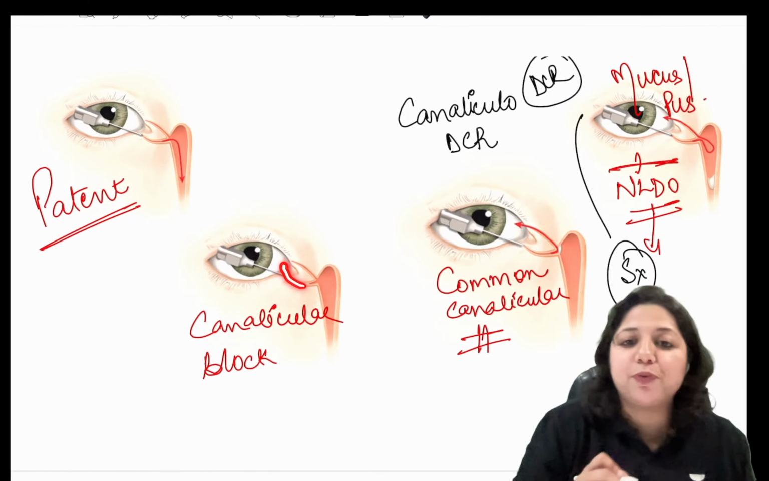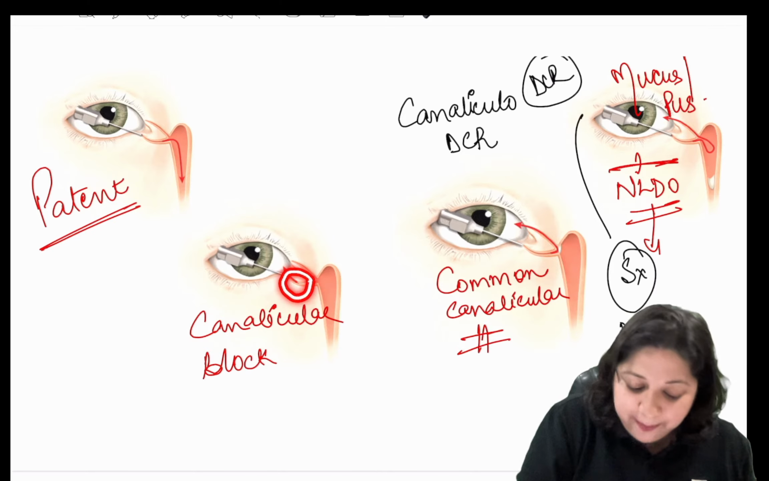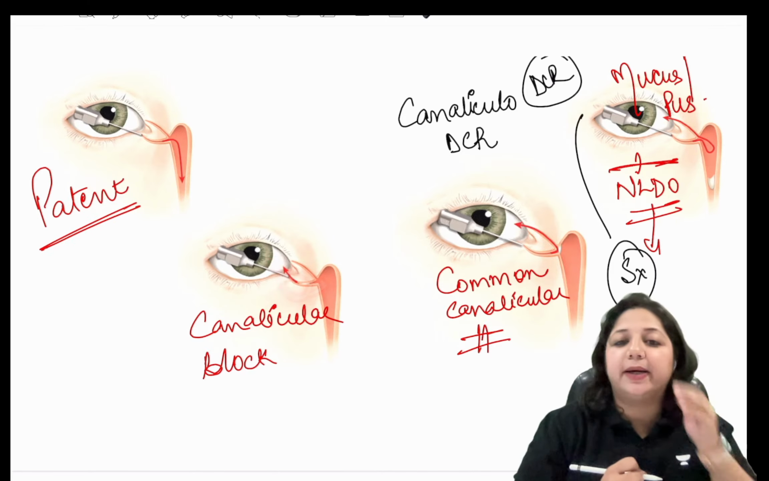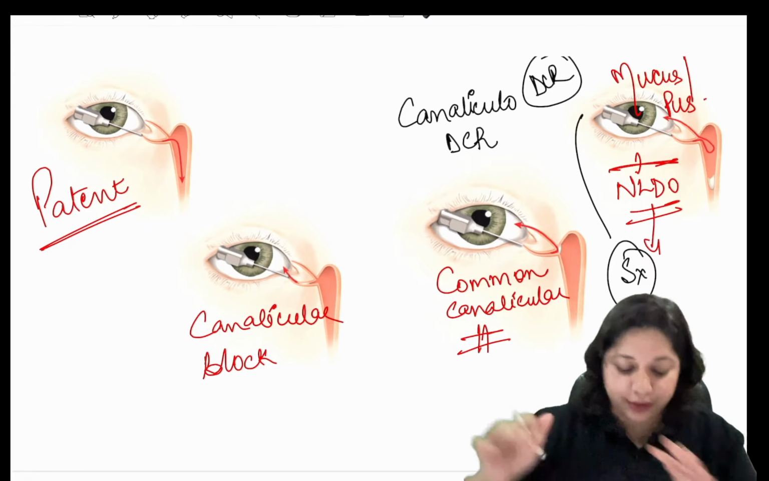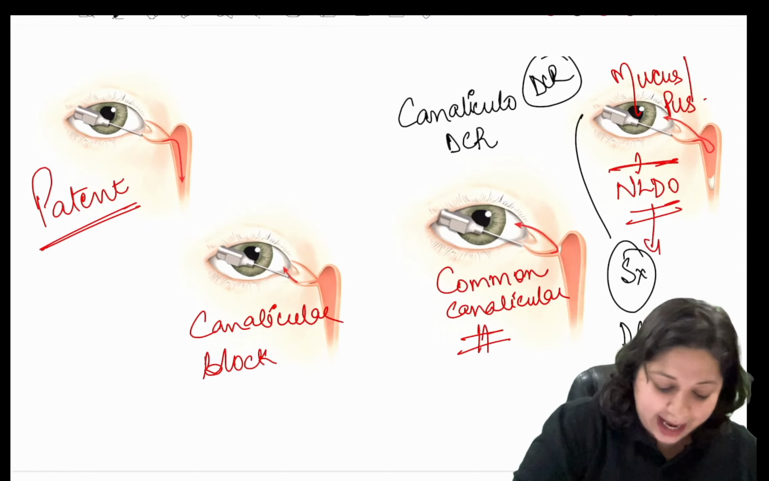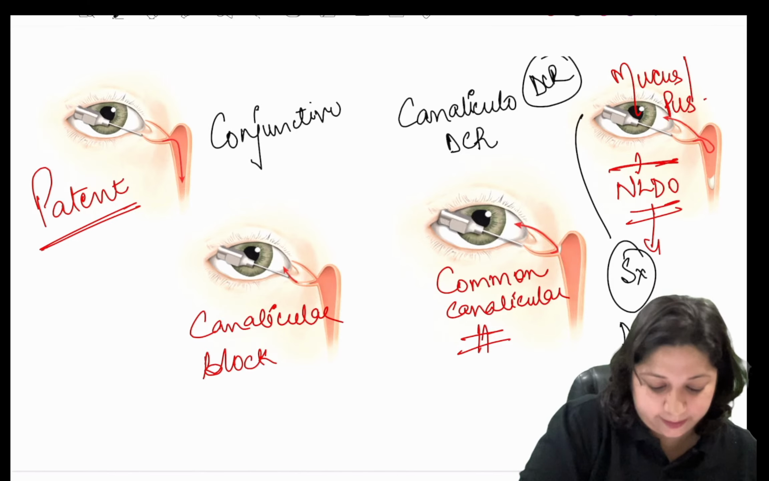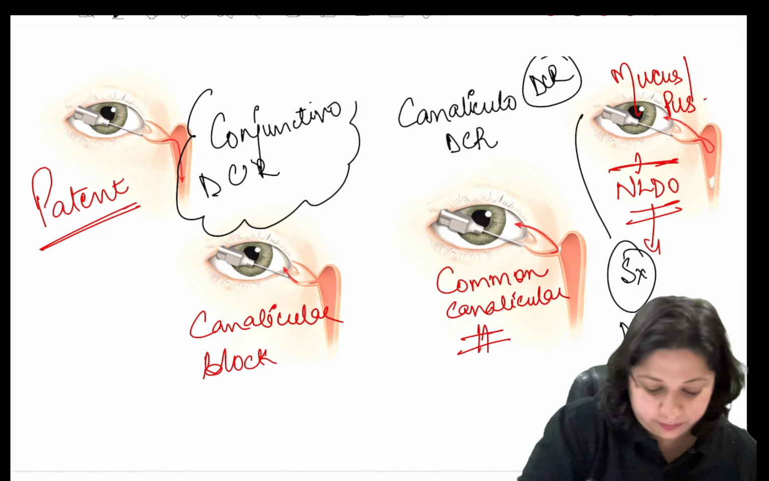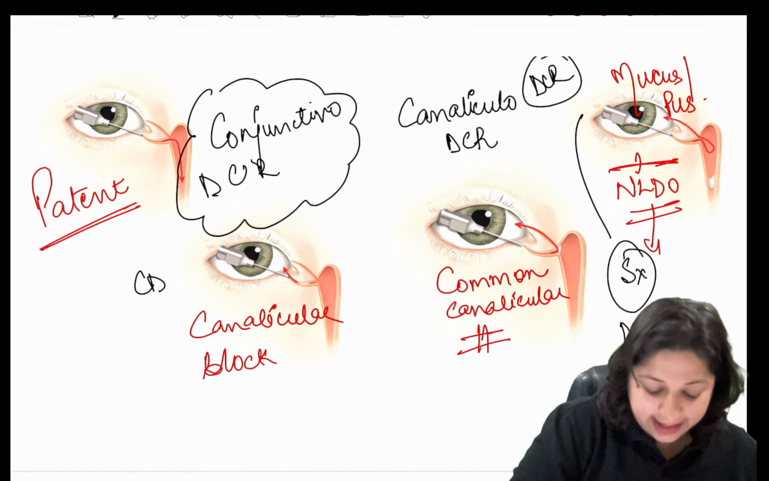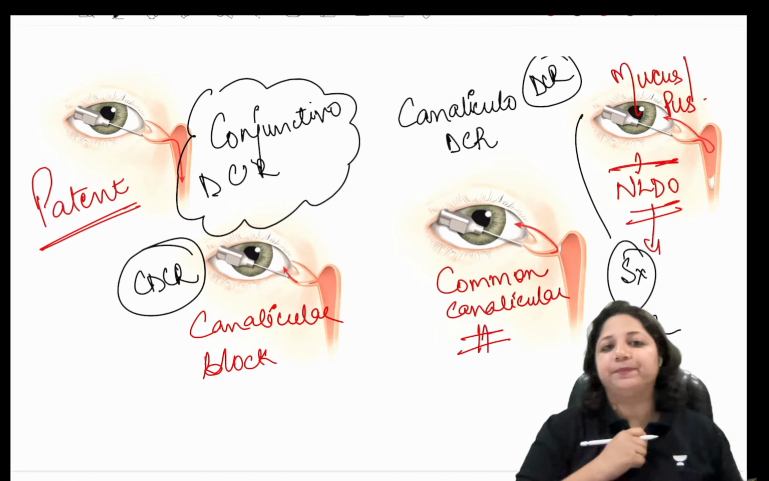But if the canaliculi only are blocked, then what would you do? Then you don't have anything further to bypass. So what you do is you bypass this and you make a connection between the conjunctiva and the sac and into the meatus, and that is called conjunctivo-DCR, which is famously called CDCR.